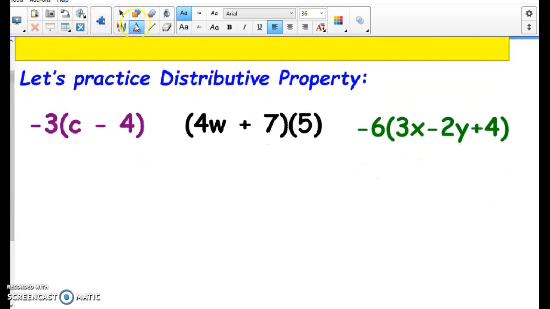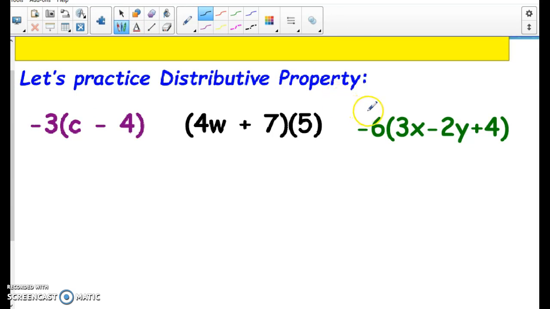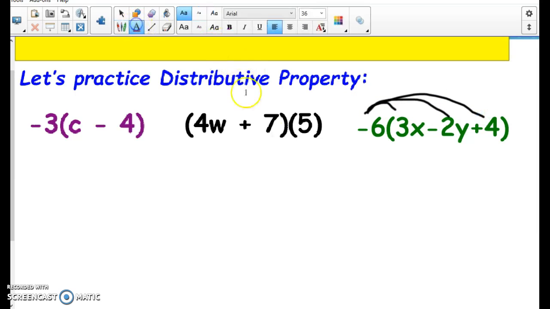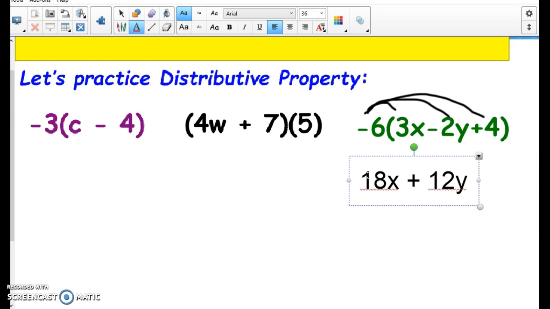Let's do one where there's 3. So it doesn't matter if there's 3 terms in it. It's still going to be done the same way. So it still needs to get distributed to all 3. So negative 6 times a positive 3 is just going to be negative 18x. And negative 6 times a negative 2 is a positive 12. And then a negative 6 times a positive 4 is a negative 24.